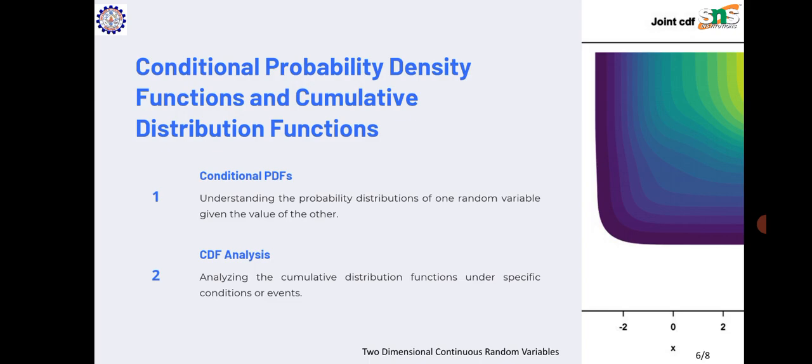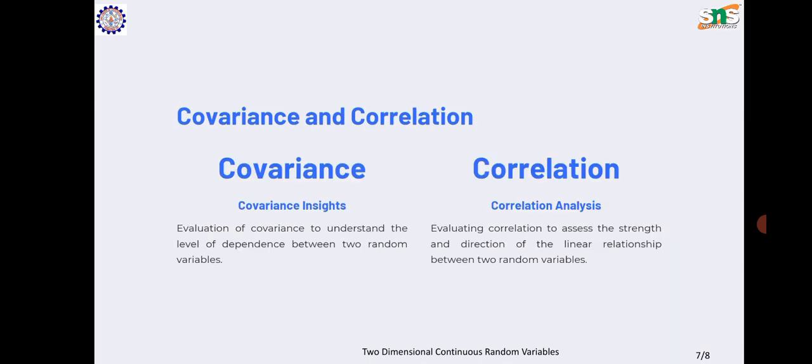Conditional probability density function and cumulative distribution function. Conditional PDFs: understanding the probability distribution of one random variable given the value of the other. CDF analysis: analyzing the cumulative distribution function under specific condition of events. Covariance and correlation. Covariance: evaluation of covariance to understand the level of independence and dependence between the two random variables. Correlation analysis: evaluating correlation to assess the strength and direction of the linear relationship between two random variables.